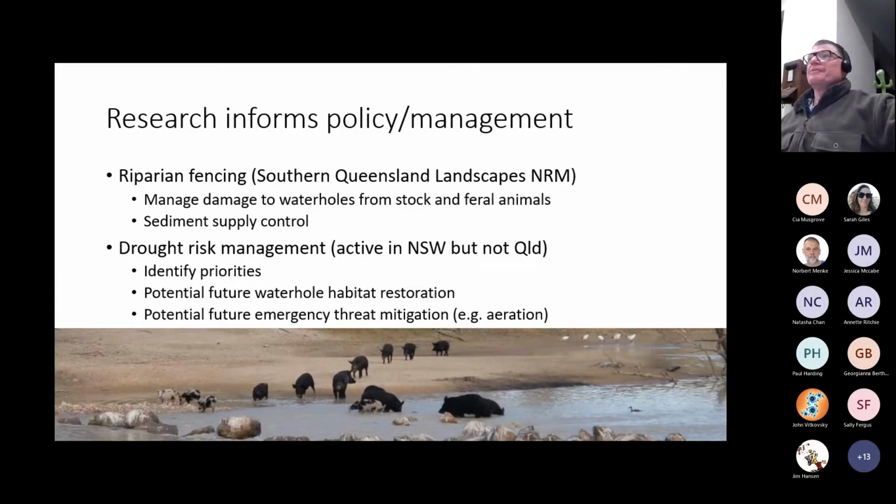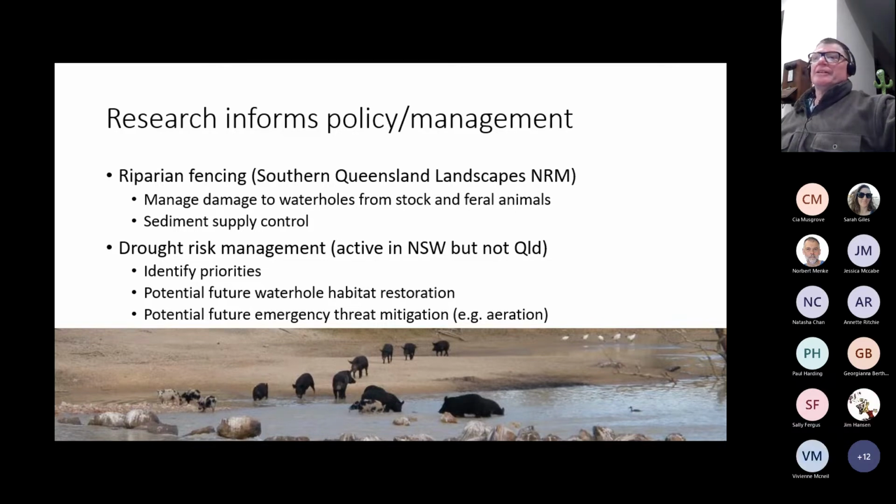There's also other types of management of threats to waterholes where the research informs. For example, the work that Pete Negus and co have done has clearly shown that feral animals, pigs, but also livestock cause damage to the bank and beds of dryland rivers and increase sedimentation rates into waterholes. And Southern Queensland Landscapes NRM Group have quite a large project to help control sedimentation by repairing fencing and providing off-channel watering points for cattle.